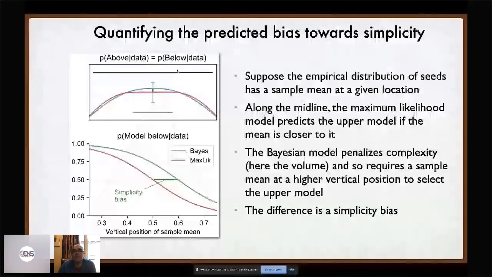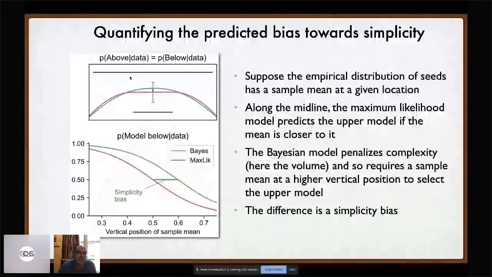But the Bayesian model selection procedure penalizes complexity. Namely, it penalizes, in this case, the volume of the model. It prefers more constrained models that are therefore simpler in that sense. And as a result, the maximum likelihood model is the red one over here, and the Bayesian model selection requires a higher sample mean in order for you to select the upper model, because there's a penalty for complexity.